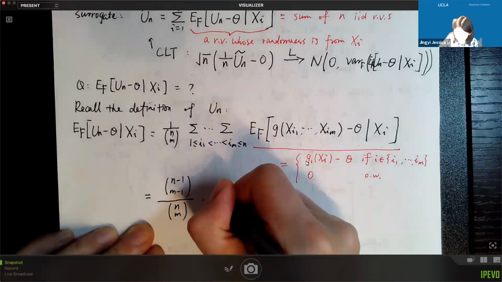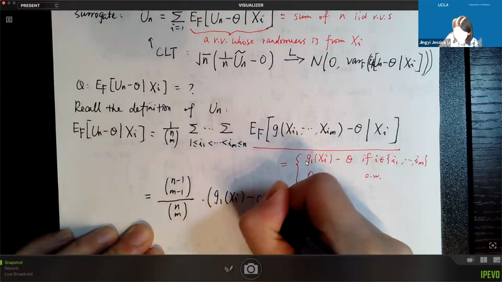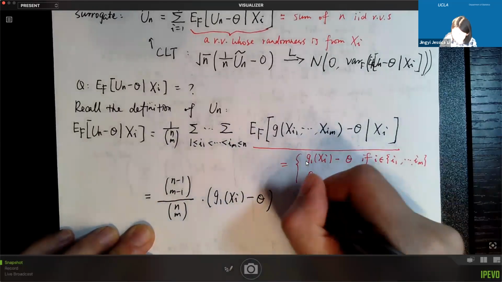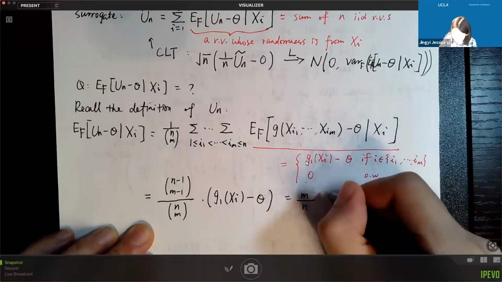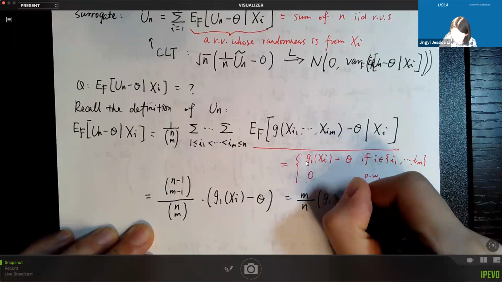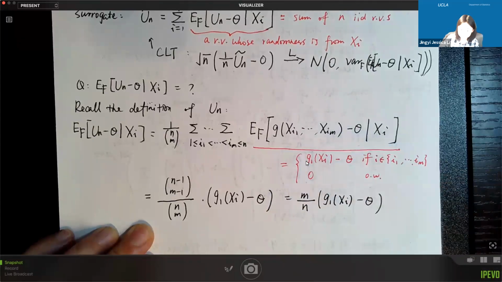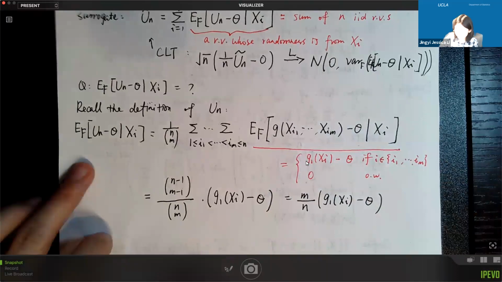g1 xi minus theta. Okay? And then I just need to do cancellation here. And I can easily show that this is equal to m over n times g1 xi minus theta. Okay, that's this. I obtained this.